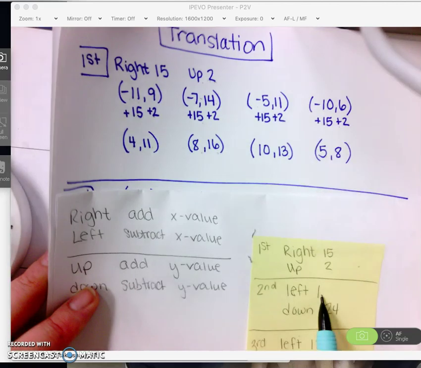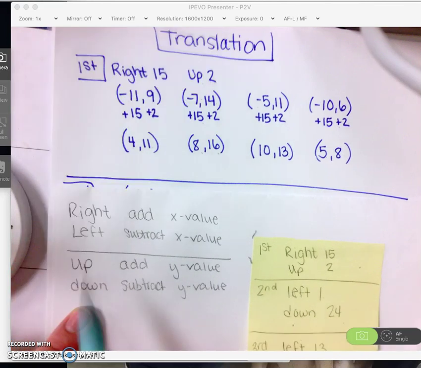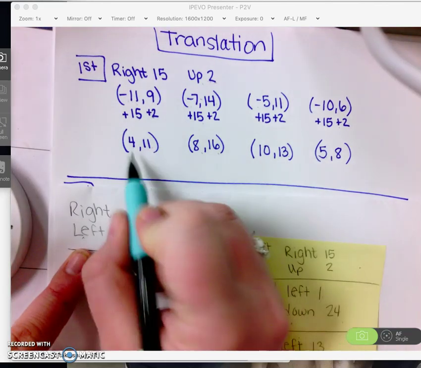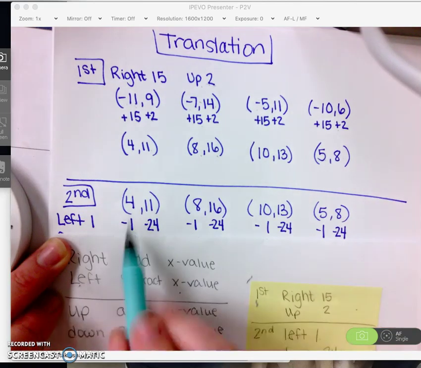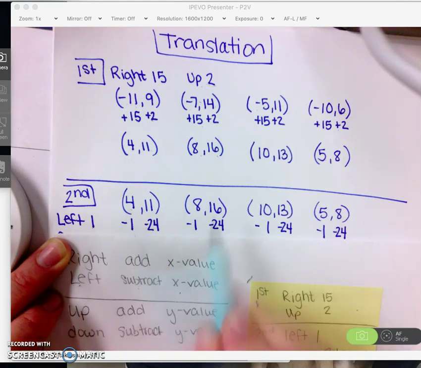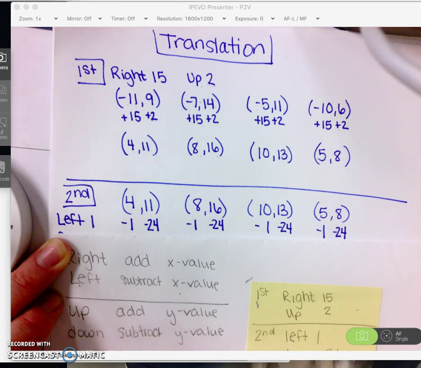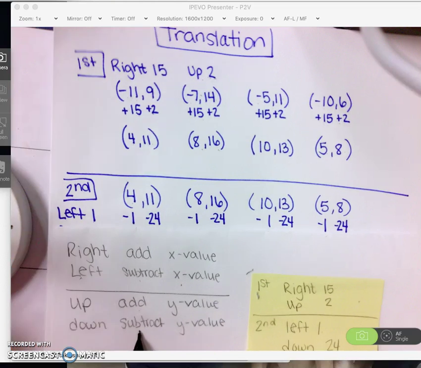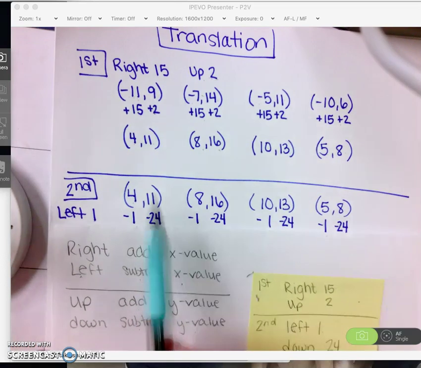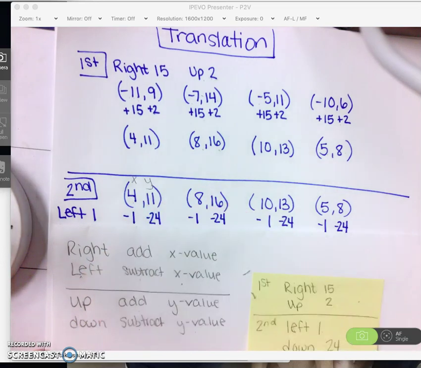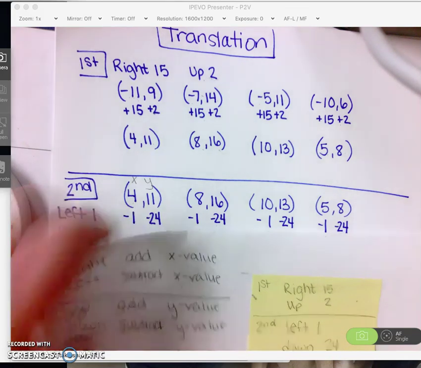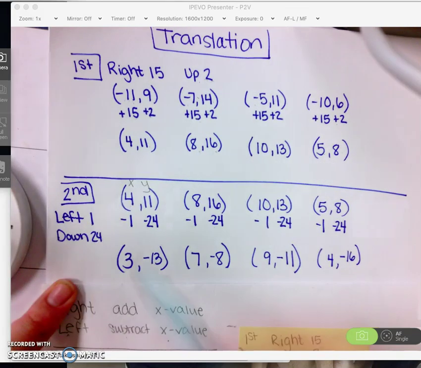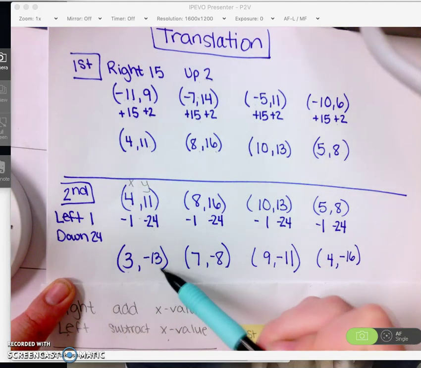Okay, the next one is left 1, down 24. So if I say left, I'm going to subtract from the x. So these are my new points. From each one, because I'm going left 1, all of my x values I'm going to subtract 1 from. And then it says down 24. So down means I'm going to subtract from my y value. Remember, this is my x and this is my y. So I'm going to subtract 24 from each of my y's, getting my new numbers. So 4 minus 1 is 3. 11 minus 24 is negative 13.